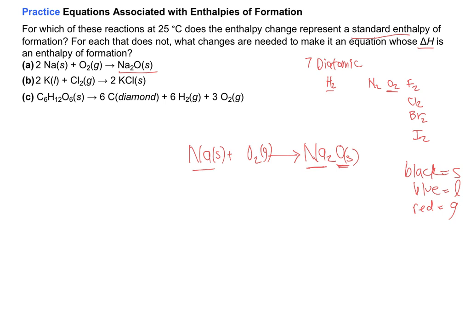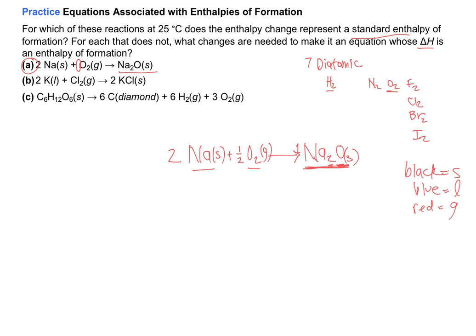Then we would balance it, making sure that the product always has a 1 in front of it. We have 2 sodiums, so we're going to have 2 right there. And we have only 1 oxygen, and oxygen here comes as a pair, so we're going to need only a half. So now let's go up and check. Does this work out? And you can say, nope, it's missing that half there.